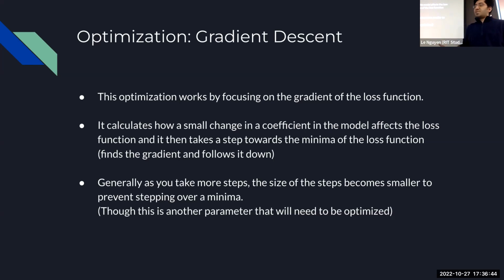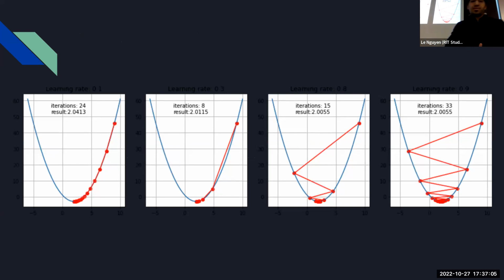Generally, as you take more steps, the size of your step tends to become smaller and smaller, which prevents you from stepping over a minima. Though the step size and reduction of step size is another optimization problem within itself. So you do actually reach an ideal minimum. This is just an example where we are taking step sizes to reach a local minimum. Ideally, as you can see in the leftmost case, you start with a decent step size and your step size keeps getting smaller and smaller till you reach a minimum, and it takes you about 24 steps.